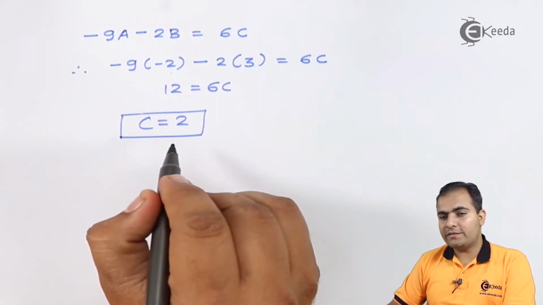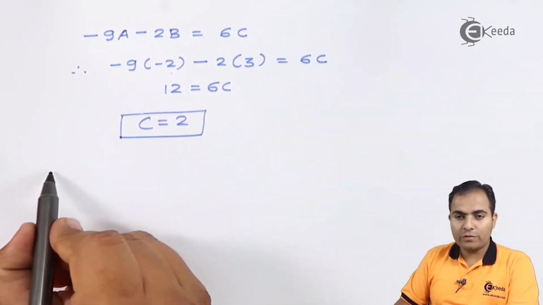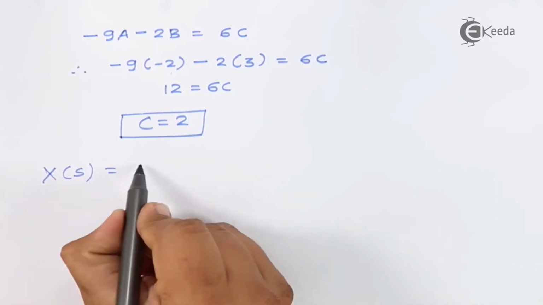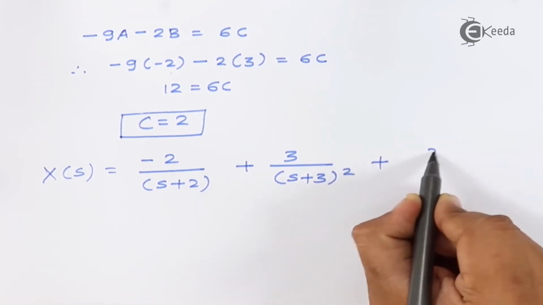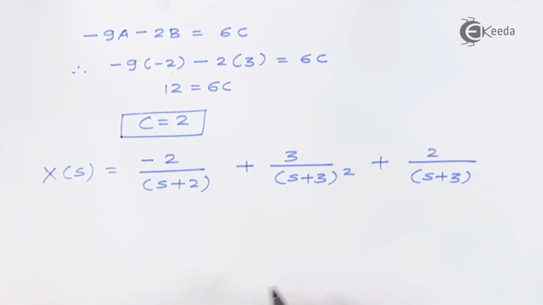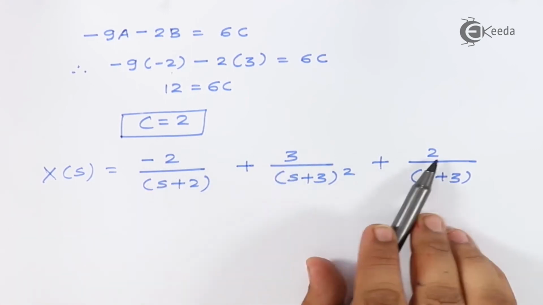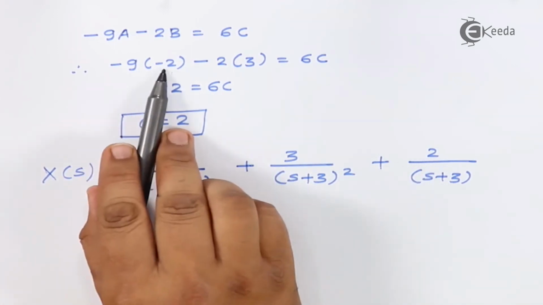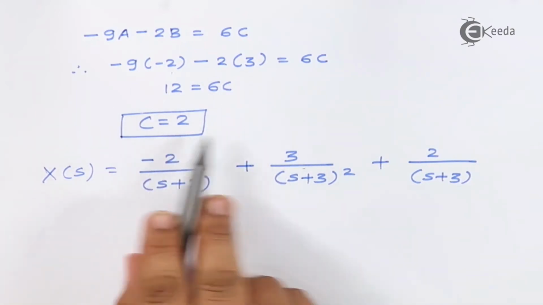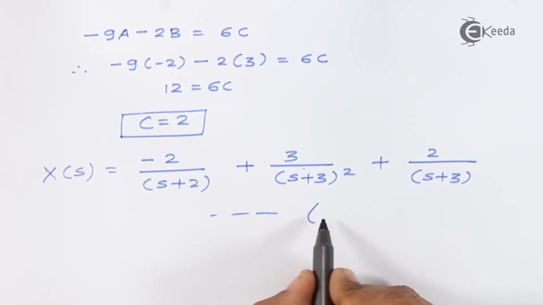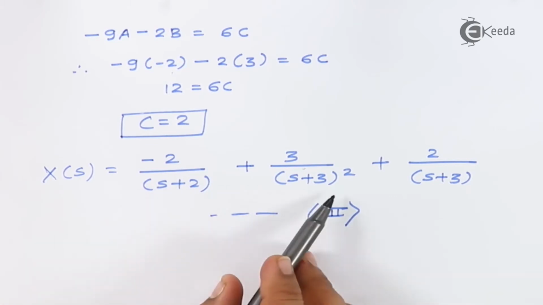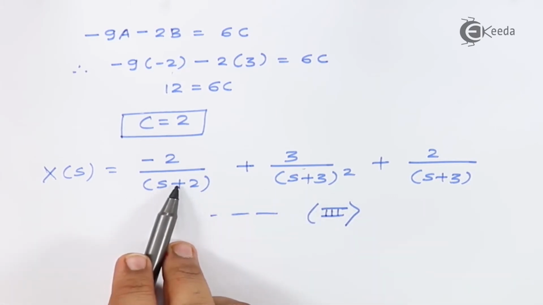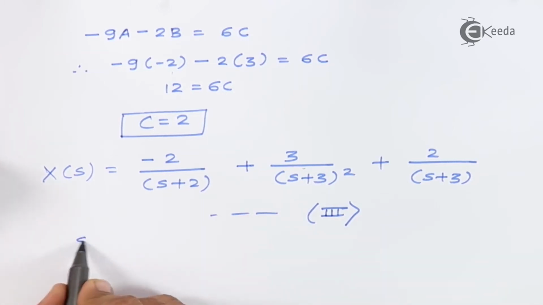Substitute all the A B C values in our equation number 1. What you will get, the X of s equation becomes, this was our equation number 1, where this place is for A and next one is for B and third one is for C. Here the A value is -2, which is substituted, B is 3 and C was calculated as 2. And I'm going to represent this as my equation number 3. Now what you can get this, here we have two poles. The first pole is s equals -2 and the next pole is s equals -3. I'll plot both the values on my S plane.